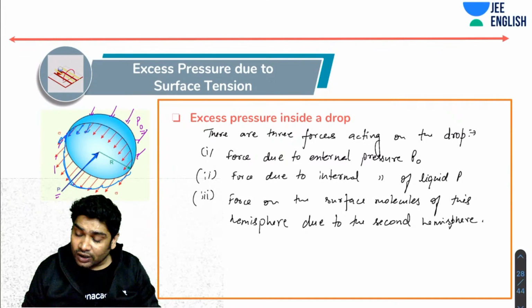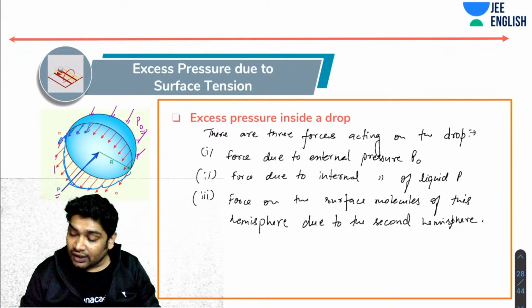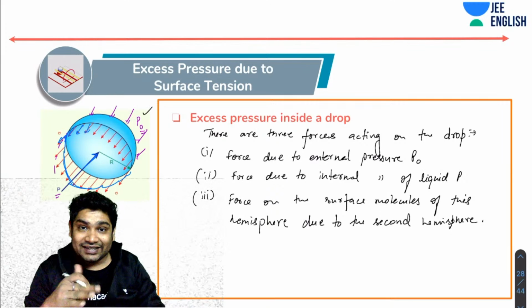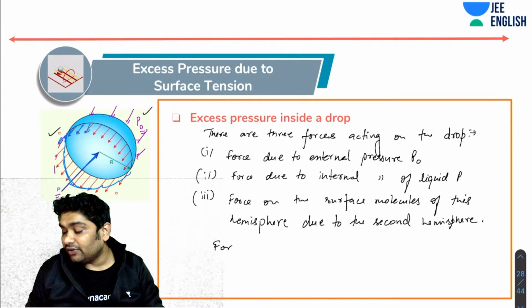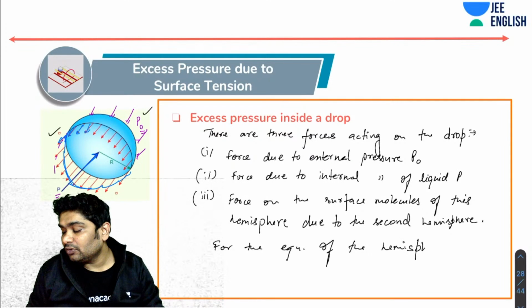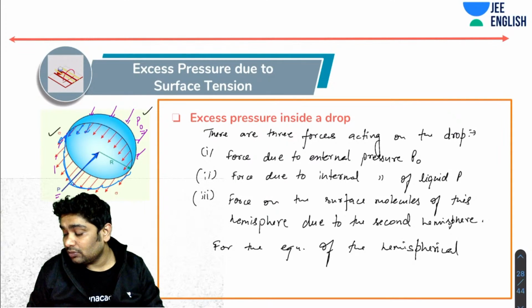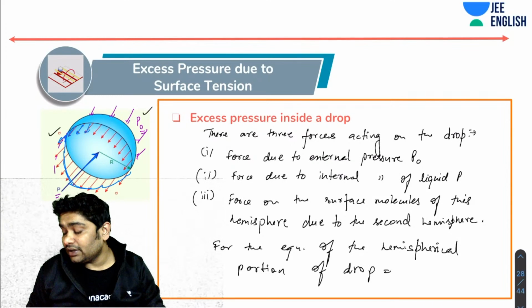If you look at the direction, P naught and the surface tension force act in one direction and P acts in the opposite direction. So for the equilibrium of the hemispherical portion of the drop, I can say summation F would be 0.